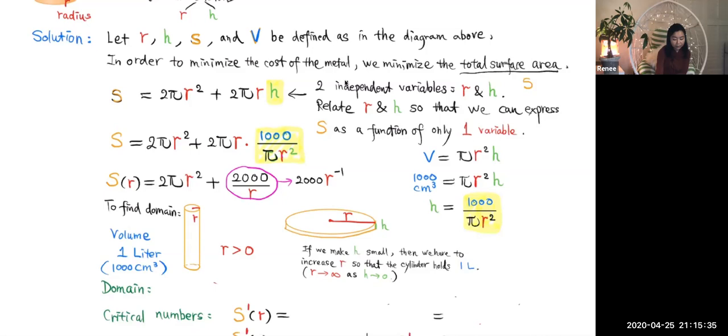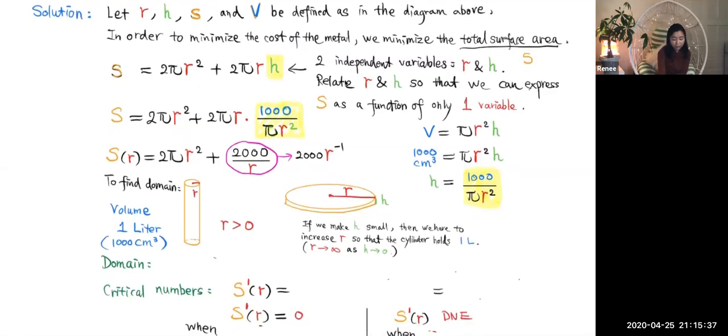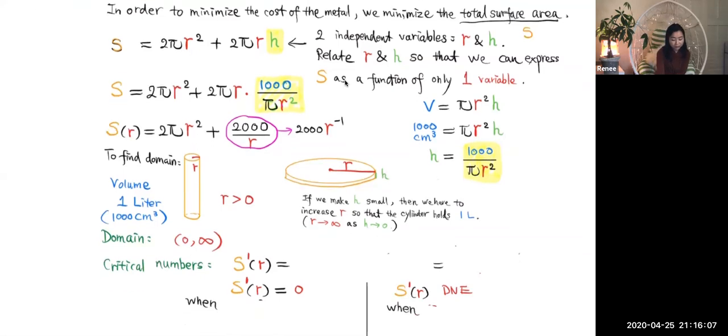So we see that the domain for this function just requires r to be greater than 0. There's no limit, r can go up to infinity. So the domain will be from 0 to infinity, not equaling 0, so all positive numbers. Now, after we find the domain, we're going to find critical numbers.